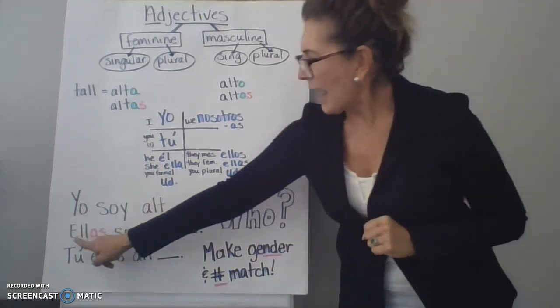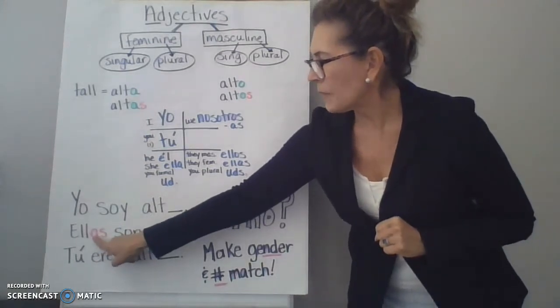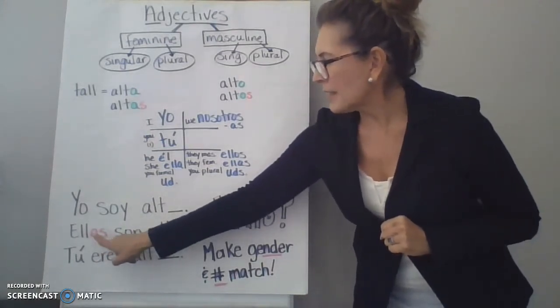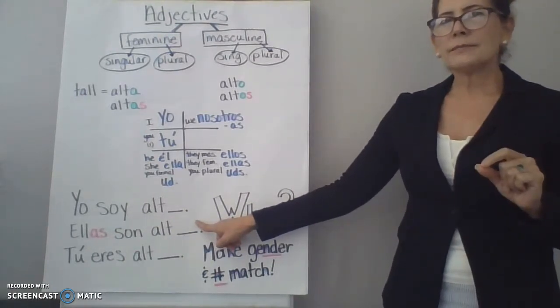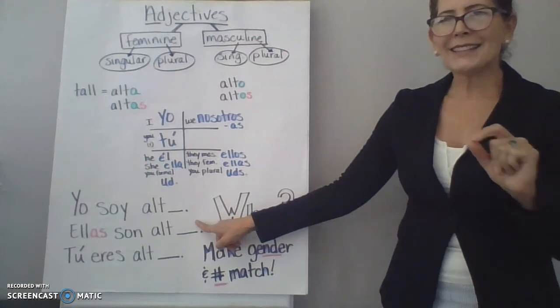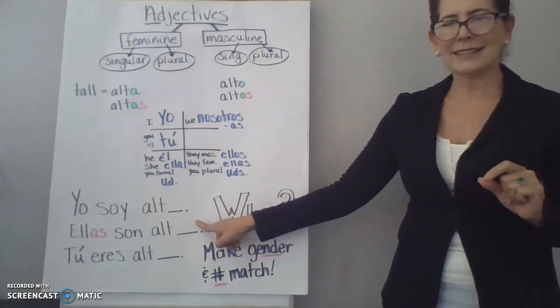The next one, ellas son, ellas. Ellas is feminine and plural. They are tall. Ellas son altas. Ellas son altas.